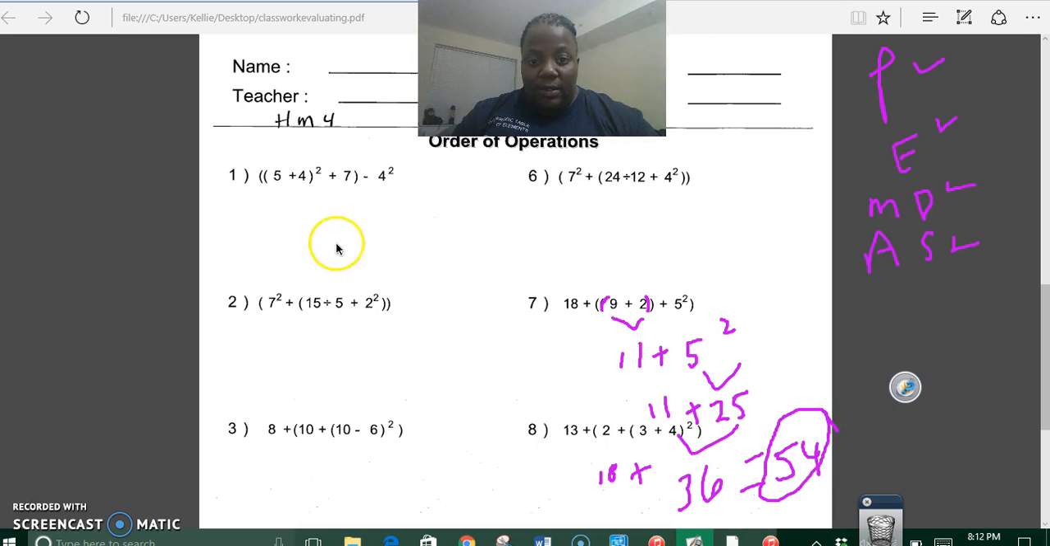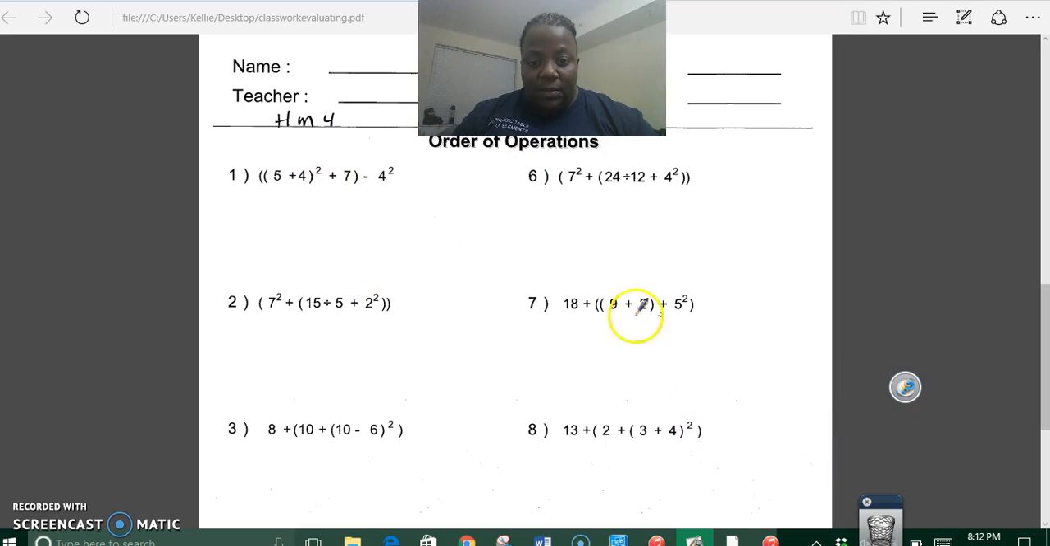All right, so 1, 2, 3, 4. I'm going to do one more. Here we go. Here's my inner set. Maybe I'll do 2 more. I got plenty of time on this video. Here's my inner set. See that? Okay. Inner set, 10 minus 6. 10 minus 6, that gives us 4.